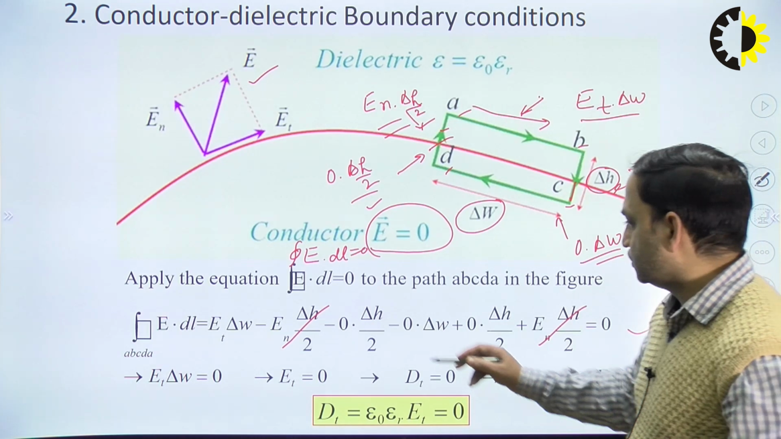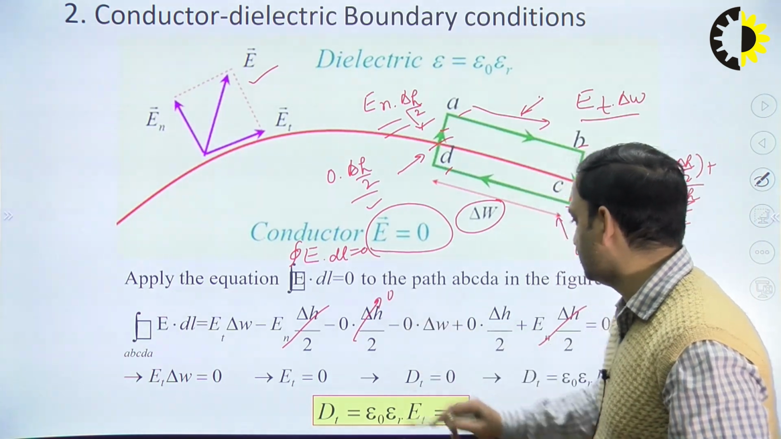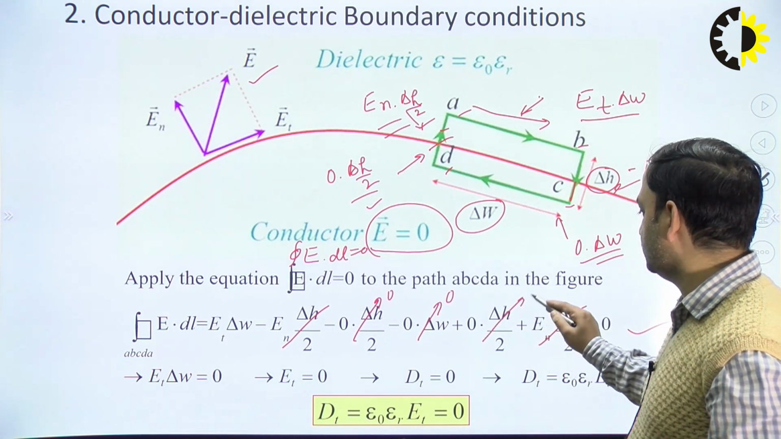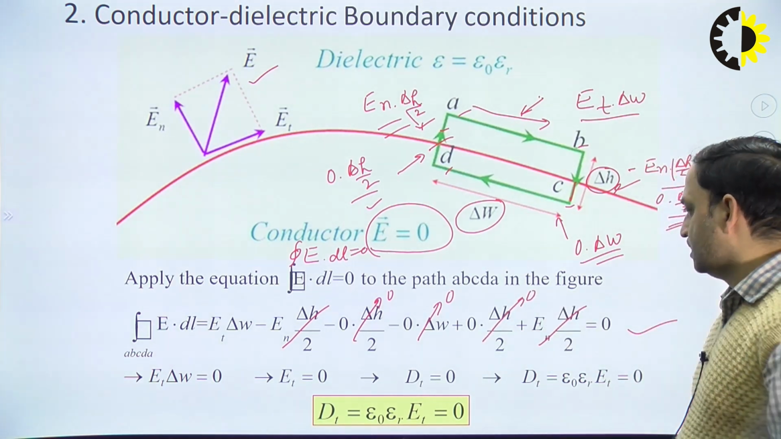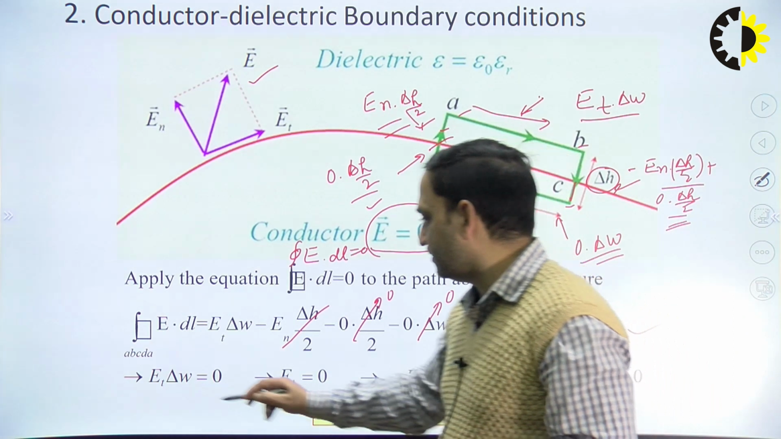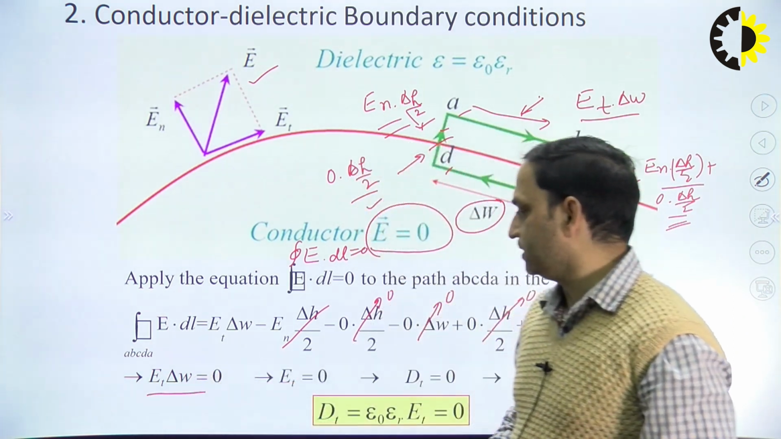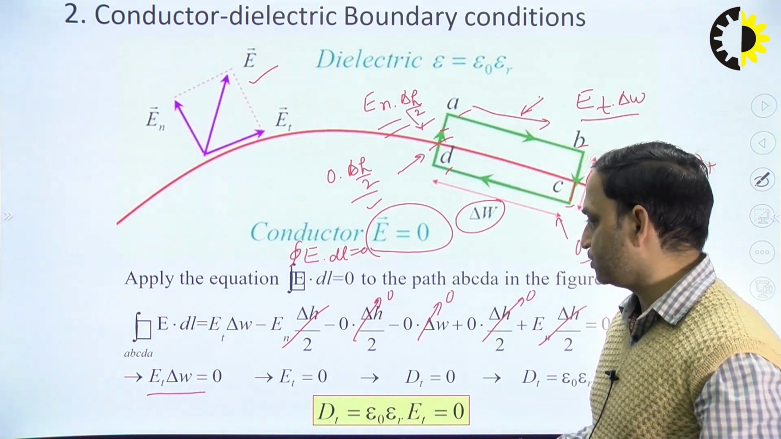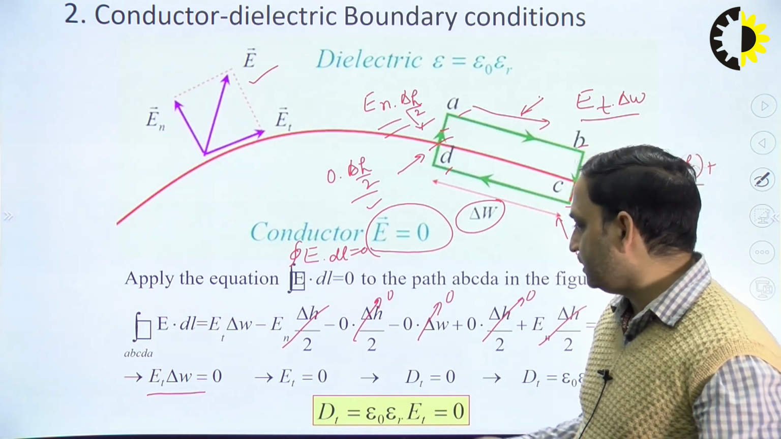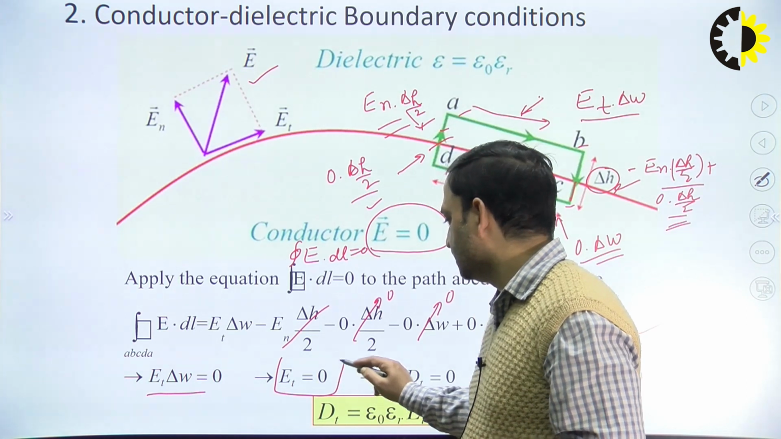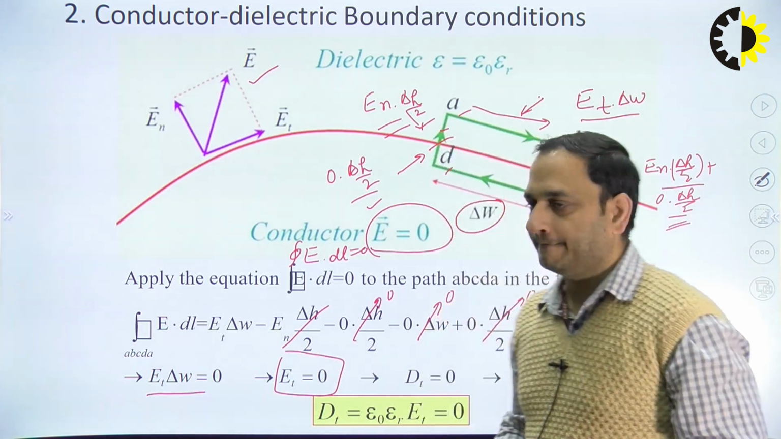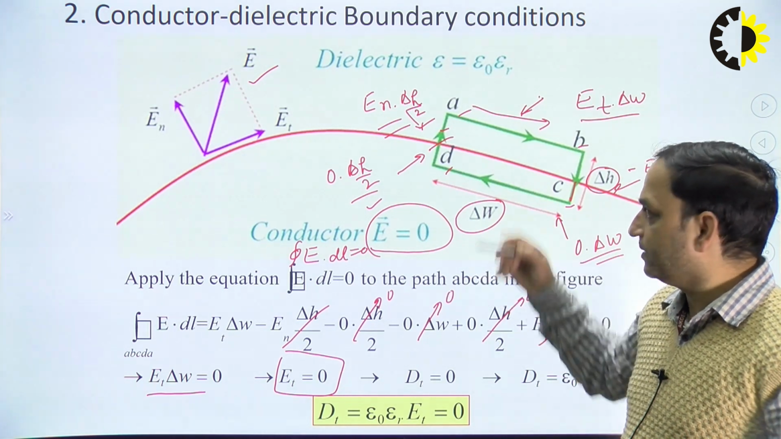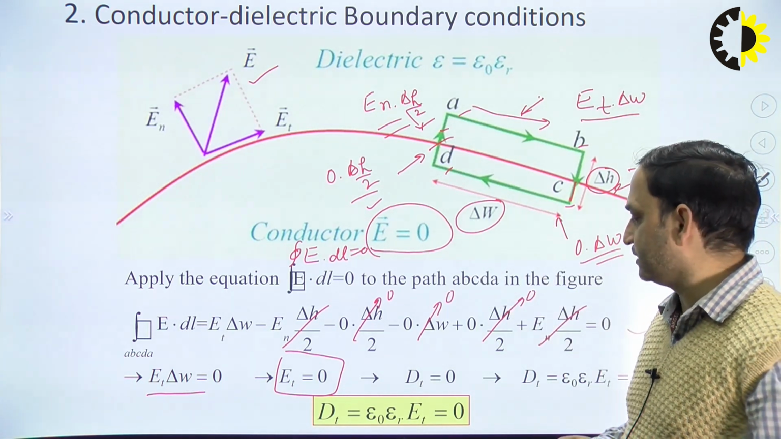Okay. So this is 0, no issues with this. This is 0, no issues with this. This is also 0, no issues with this. So what we have? We have Et into delta W is equal to 0. So delta W cannot be 0. So we can write Et is equal to 0. So the tangential component of the electric field is 0 in the above medium, in the dielectric.